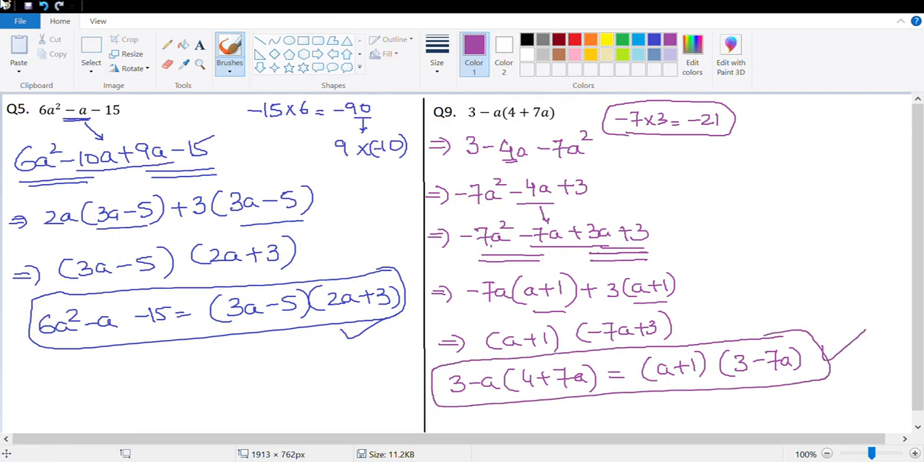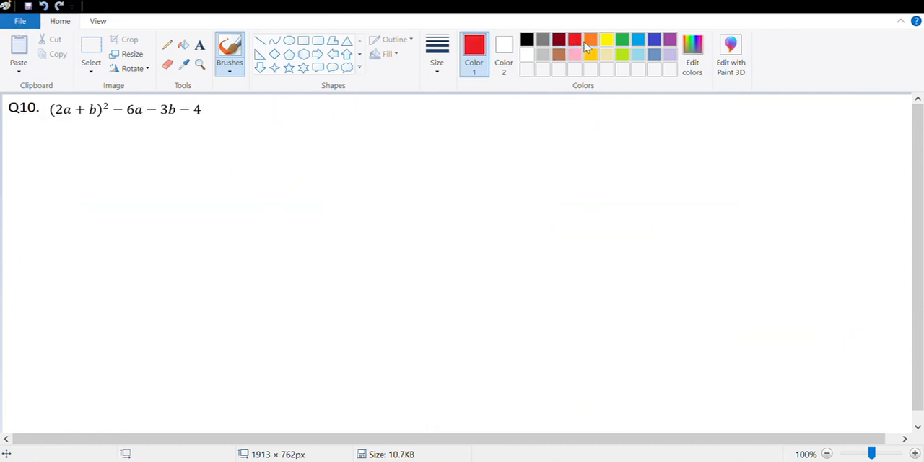Let's look at the next question. The next question that we have is question number 10. Question 10 says 2a plus b whole square minus 6a minus 3b minus 4. I notice this is 2a plus b, and I notice this could also become 2a plus b if I take 3 common. So let's take 3 common. So 2a plus b whole square minus 3 times 2a plus b minus 4.